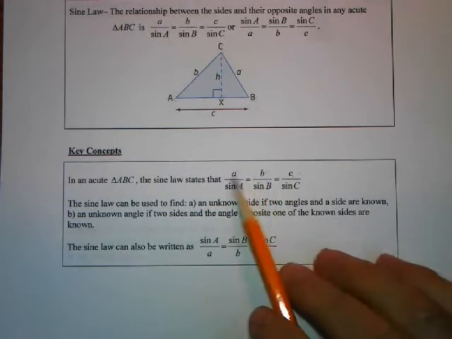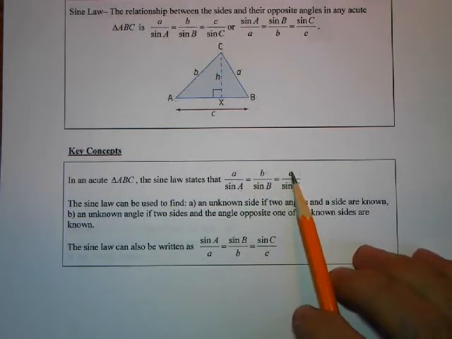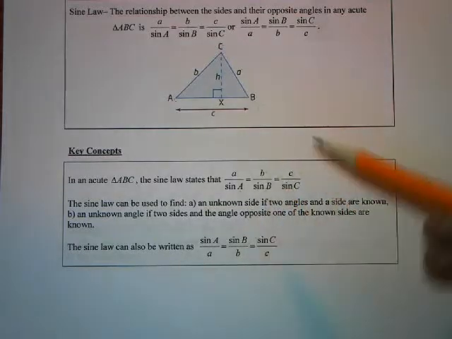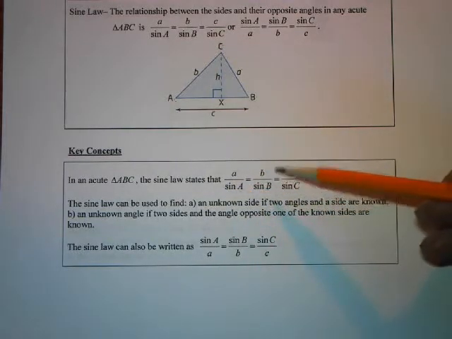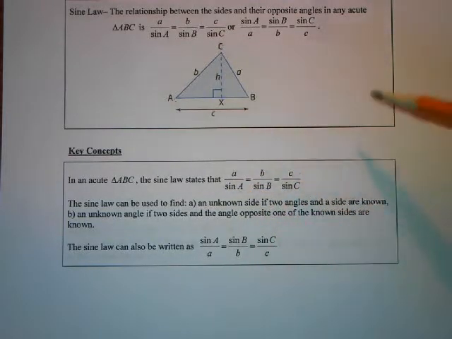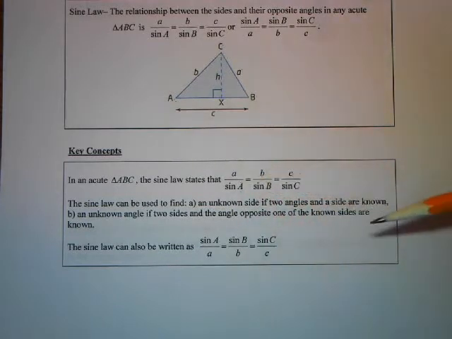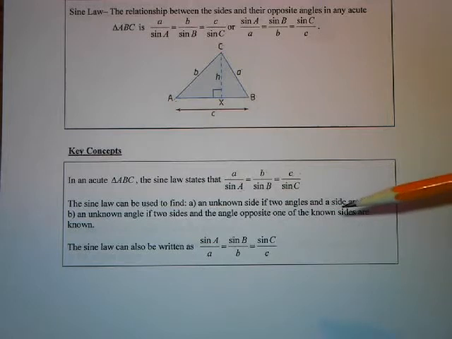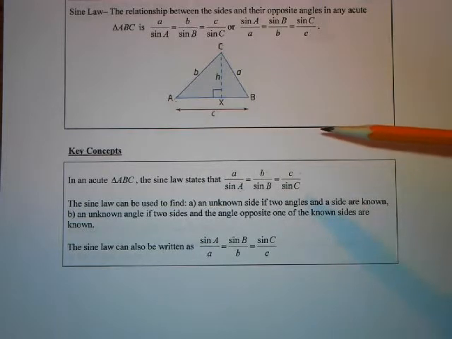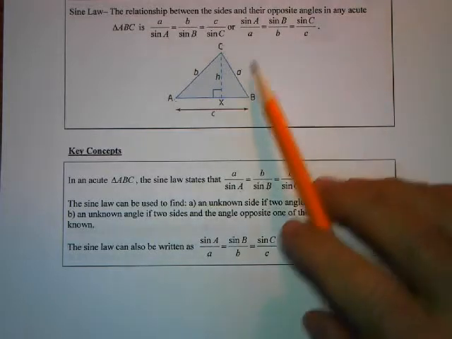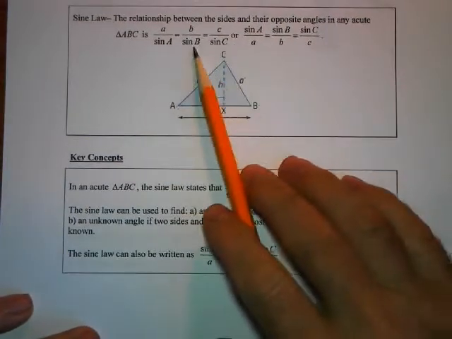You've got three ratios all equal to each other. Now, when we actually use this, just like we did with similar triangles, we're only going to use two of these three ratios, and it'll be pretty obvious which ones we use once we get to that problem. Okay, now, there's actually two versions of this formula if you look above here.